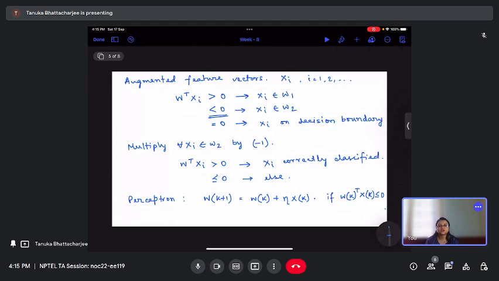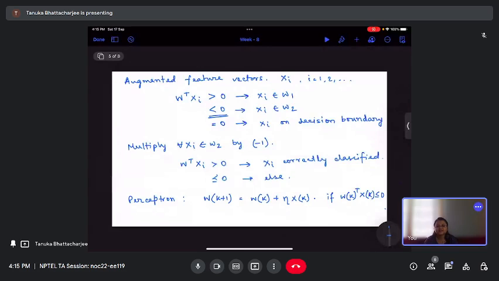Since you have modified these xi's such that whenever you correctly classify a sample, it leads to w transpose xi becoming positive, whenever you are getting less than or equal to 0, that means you have misclassified that particular sample. Then you will have to update your weight vector following this formula, w k plus 1 equals w k plus eta times x k.